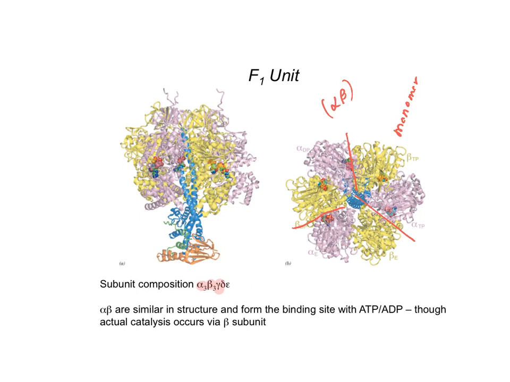Also, another thing to note, alpha and beta are very similar with respect to one another. They share a lot of structural similarities. They both are capable of binding ATP, so they both have ATP binding sites. Hydrolysis or synthesis of ATP is only going to occur at the beta subunit though. So even though alpha can bind ATP, we don't actually get any type of synthesis at alpha.